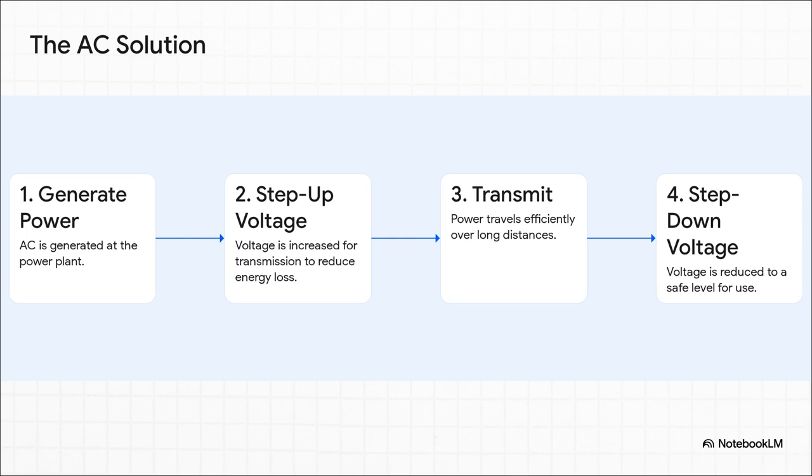And this is where AC has an absolutely brilliant solution. At the power plant, the AC is generated, and then it's sent through a device that steps up the voltage to incredibly high levels. We're talking hundreds of thousands of volts. By jacking up the voltage, you can send the same amount of power with way less current. And less current means way less energy lost as heat. Then, once the power gets near your city, another device steps down the voltage to a much safer level for you to use at home.